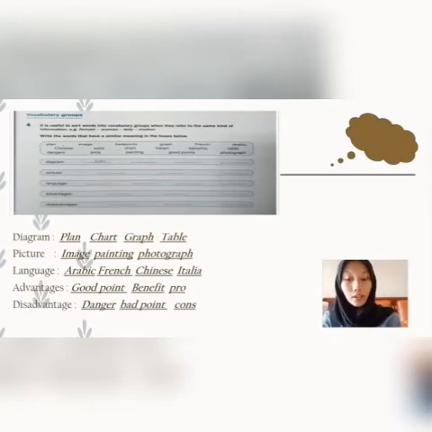So for the diagram, we get a plan, chart, graph, and table. For picture, we get image, painting, and photograph. For language, there are Arabic, French, Chinese, and Italian. For advantage, we get a good point, benefit, and pro. And for disadvantage, we get a danger, bad point, and cons.